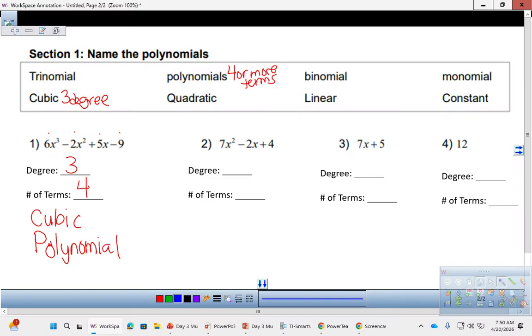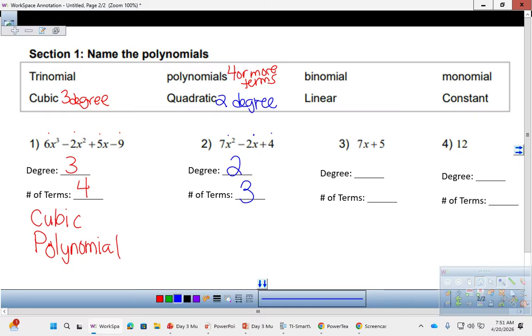All right, again, it's already in standard form. You don't have to do that. You just have to name the degree and number of terms. All right, so the highest exponent in number 2 is 2, and there are 1, 2, 3 terms. So which word up here is a degree 2? It's obviously not cubic. Quadratic. So quadratic is a degree 2.